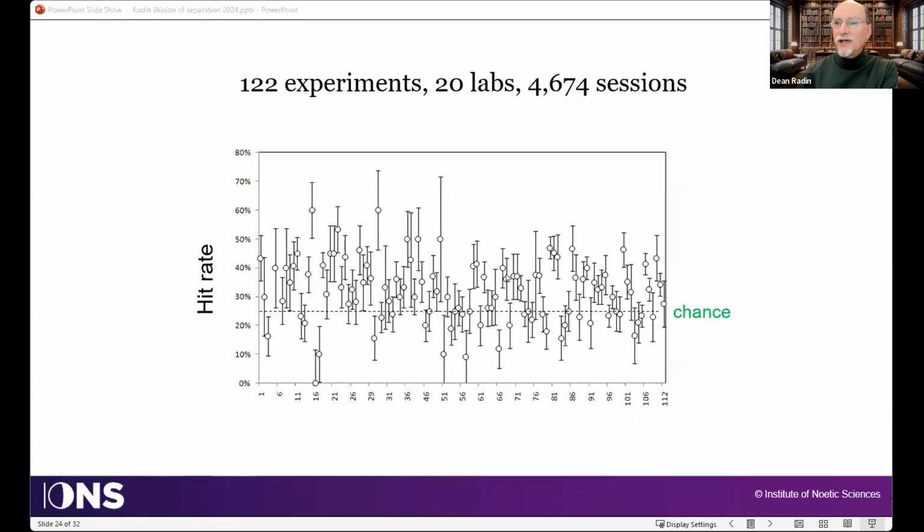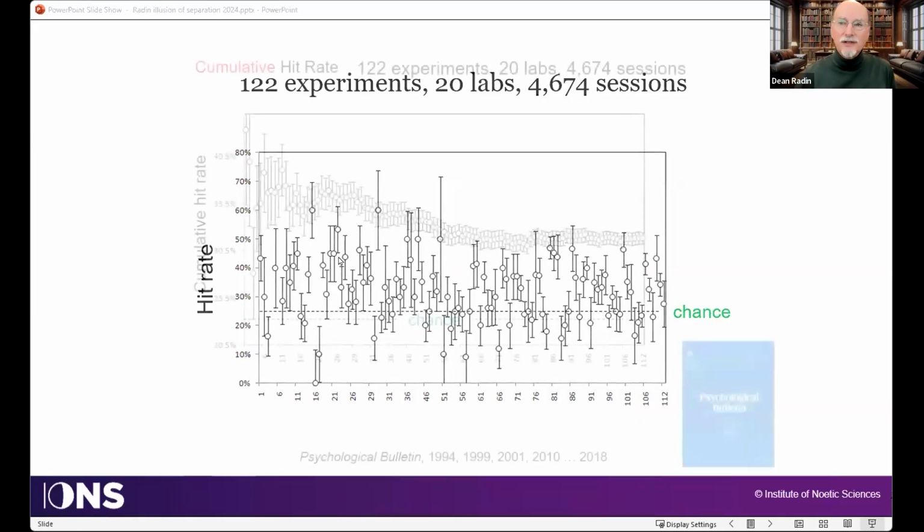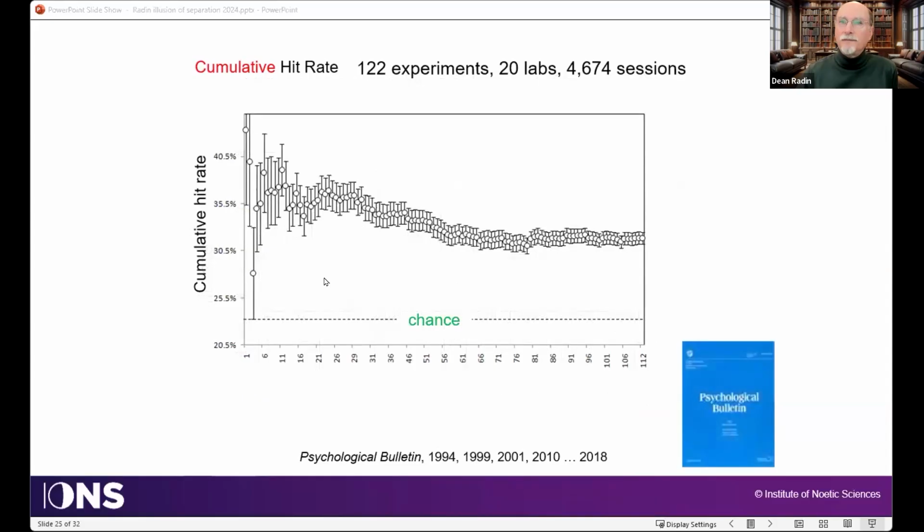So we can take the same data, since all of the experiments were based on the same idea, and just make a cumulative graph as though it's just one huge long experiment involving all 4,000 sessions. And that's what you get. This is a cumulative hit rate over 4,600 sessions. This has been reported repeatedly in the academic psychology literature and one of the main publications in psychology, starting in 1994. I think the last was in 2018. And so there's the overall result.